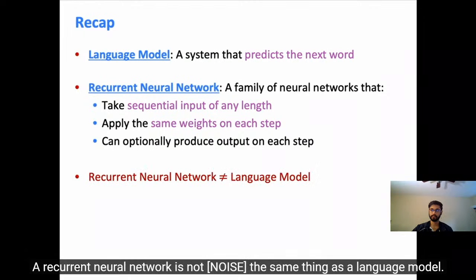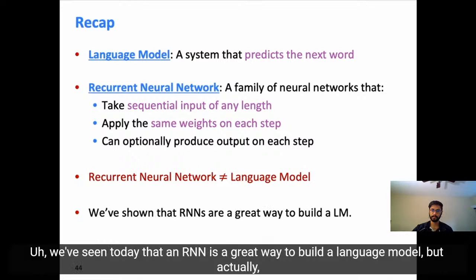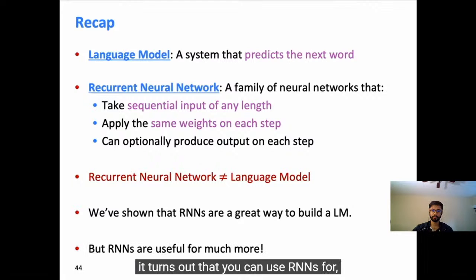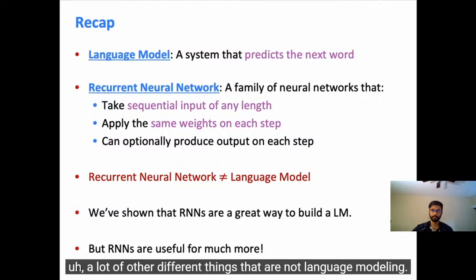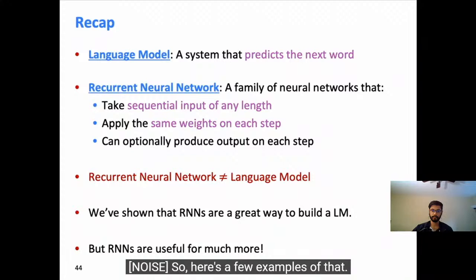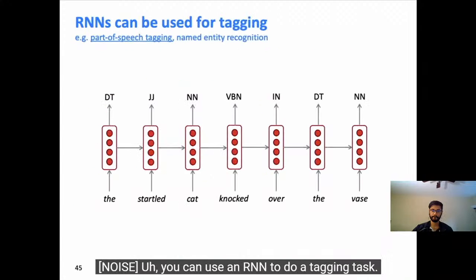A recurrent neural network is not the same thing as a language model. We've seen today that an RNN is a great way to build a language model, but actually it turns out that you can use RNNs for a lot of other different things that are not language modeling. So here's a few examples of that.